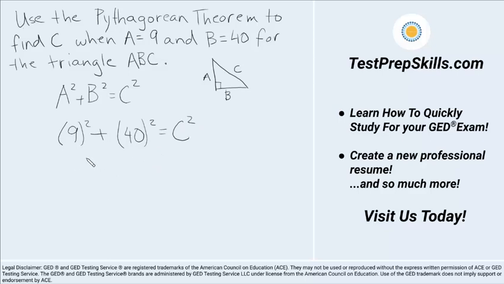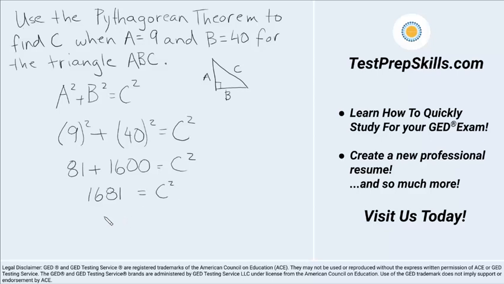So we're going to go ahead and we're going to simplify our left-hand side. So 9 squared is simply 81. We're going to add that to 40 squared, which is 1,600, and that equals C squared. So we'll simplify further. 81 plus 1,600 is simply 1,681, and that equals C squared.